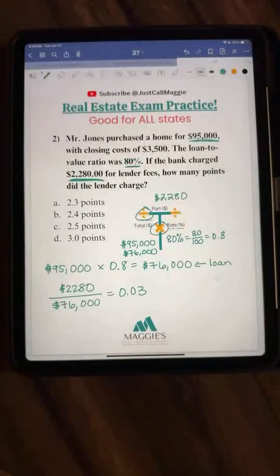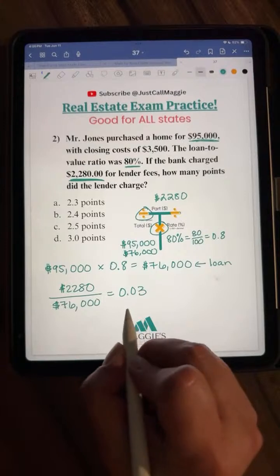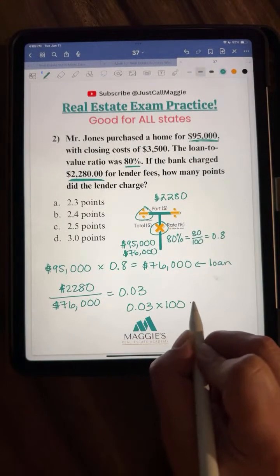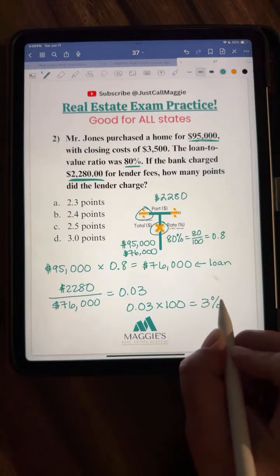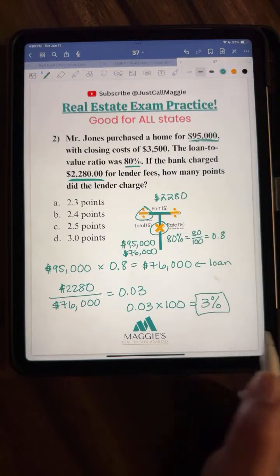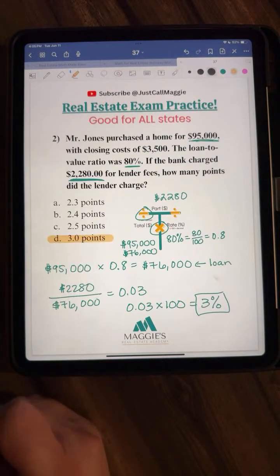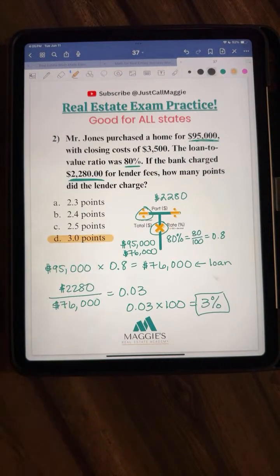Now, remember, points are a percentage, right? 3 points is 3%. So here we're going to have to multiply by 100 to convert it to a percent. And that gives us 3%, which means we were charged 3 points. So the answer here is D. Very good. You guys are putting D in the chat. Excellent work, you guys. Let me know if you guys have any questions on these.